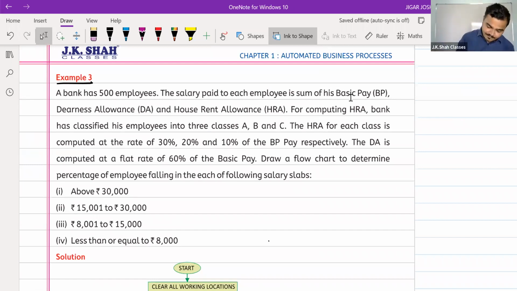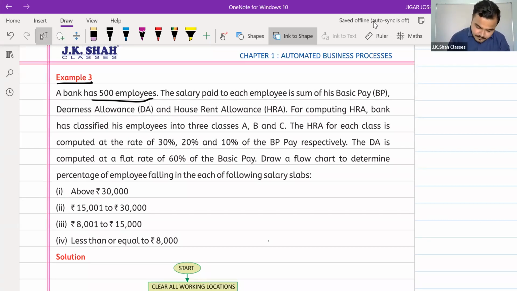Okay? Yes, sir. A bank has 500 employees. Tell me, finite loop or infinite loop, chartered? Sir, finite loop. This process is required, we get it done only and only, sir, for 500 employees. And after this the process will be terminated.